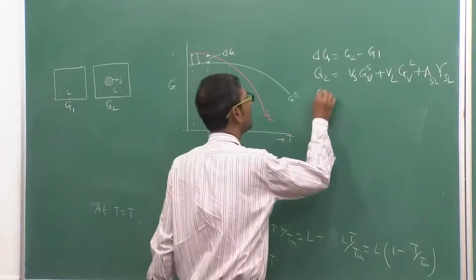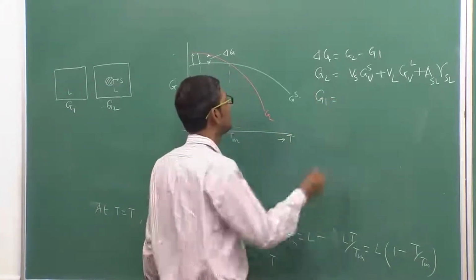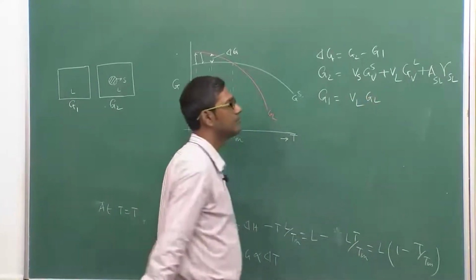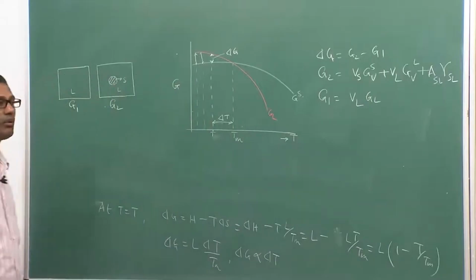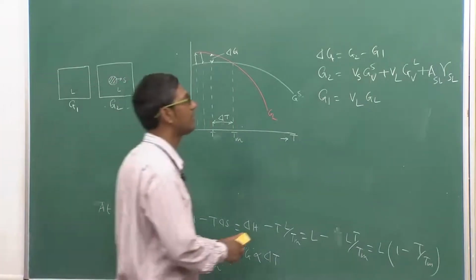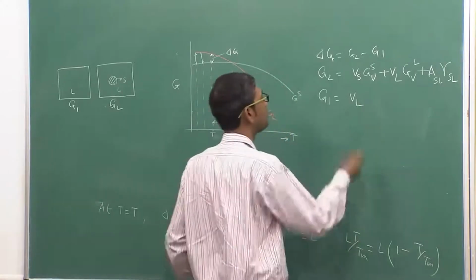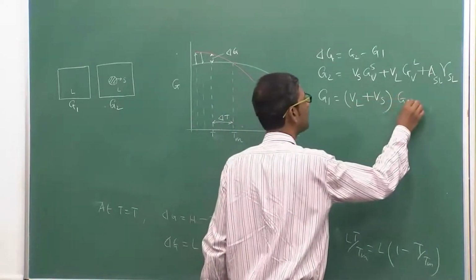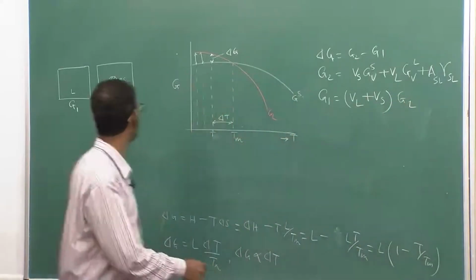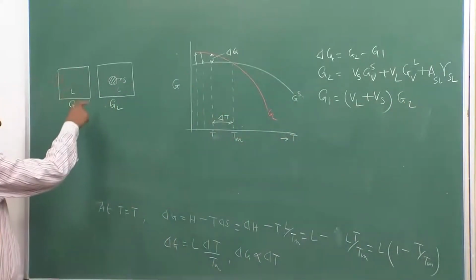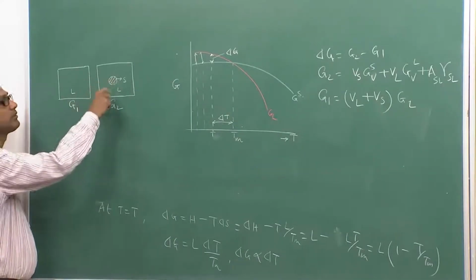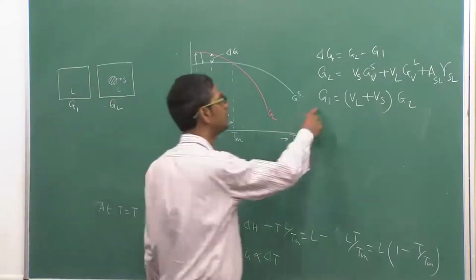And what is G1 equal to? G1 is equal to, again the same thing, VL GL, because G1 has only liquid. But this is not correct. Why? Because the volume of solid plus liquid was the complete volume of the liquid. Remember that this is the complete volume. So this part has come out, so this must be subtracted or added if I have to do G1.